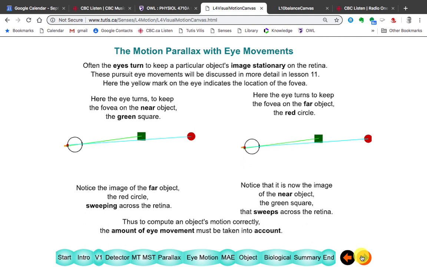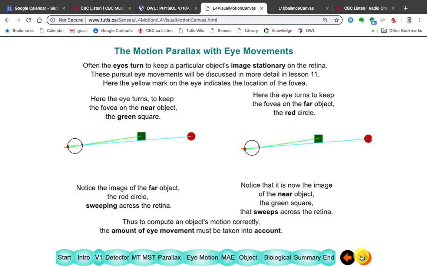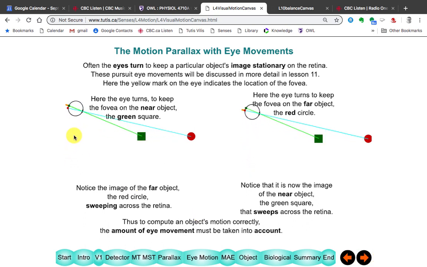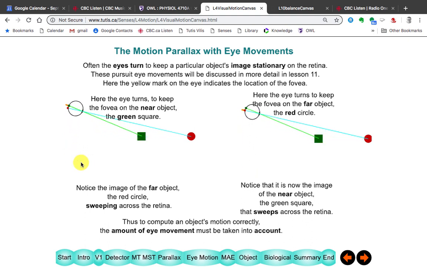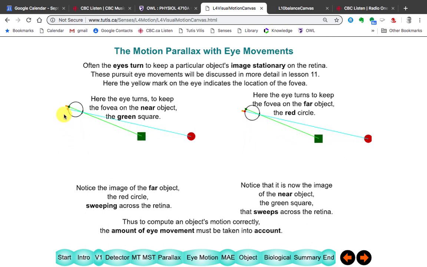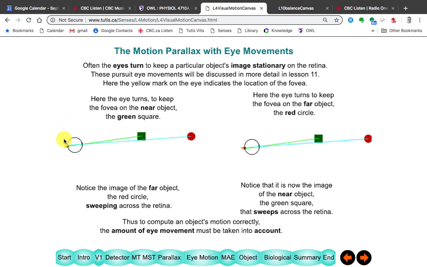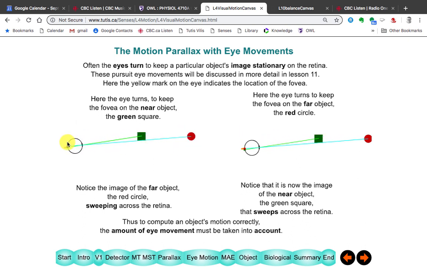So that creates a problem, because it depends where you're looking. That determines how fast things will move on your retina. So here we're looking at the near object, the square, and it looking at what is actually appearing here. Yeah, it stays stationary on your retina. You can see that the fovea is this little yellow bar that I've drawn. The little yellow bar stays where the green object is, and the red object is moving back and forth on the back of the retina.